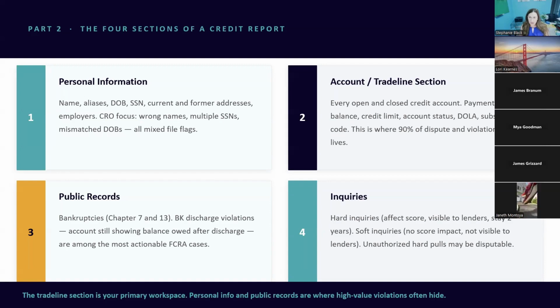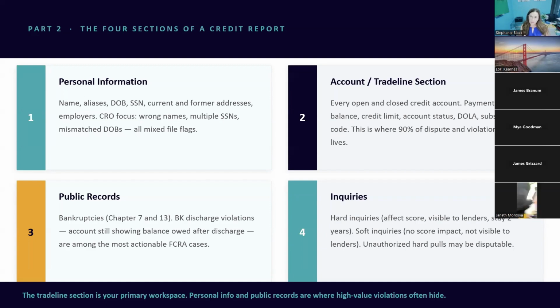You're going to have names, aliases, date of birth, social, current and former addresses, current and former employers, things like that. The account or trade line section, you're going to see every account that they have, right? Payment history, balance, credit limit, account status, date of last activity, subscriber codes. This is where 90% of the dispute violation work lives in the credit report.